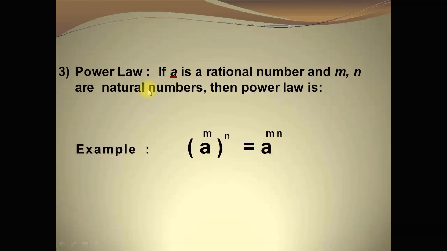Now the third law is about the power law. What is the power law? If a is a rational number and m and n are natural numbers, then the power law is a power m whole power n. Multiplying these two powers, m and n, we get a power mn. Let's move on to an example.